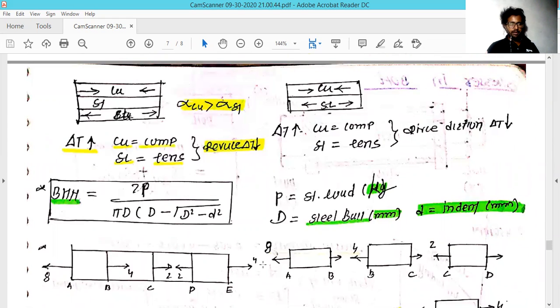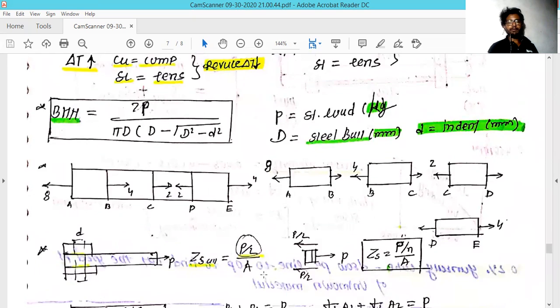I don't know where they used to apply this Brinell hardness number, but it is mentioned here, so it might be applicable somewhere. The Brinell hardness number is nothing but 2P divided by pi D (D minus the square root of D squared minus d squared). Here P is the standard load, which we apply in kg, capital D is the steel ball which you press against the material, and small d is the indentation generated on that surface.